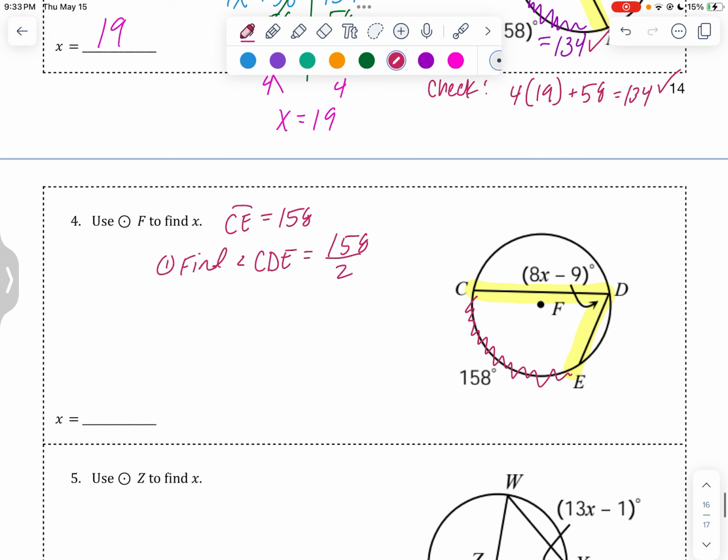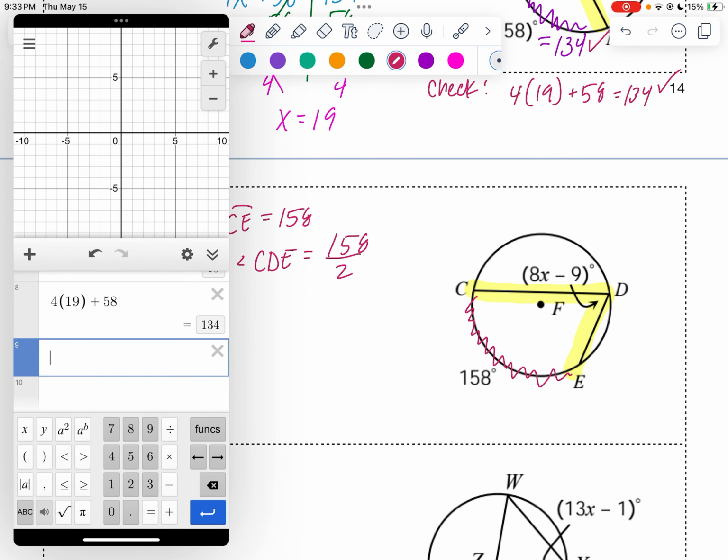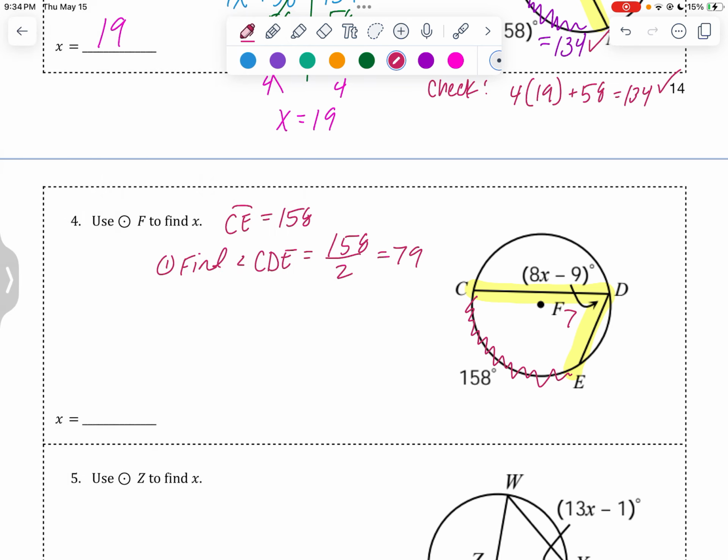If I plug that into my calculator, 158 divided by 2, that gives me a value of 79 degrees. So that means this angle is 79 degrees. From there, I can set up my equation. I know that the angle is equal to 79 degrees, but it's also equal to 8x minus 9. So I can solve for x.